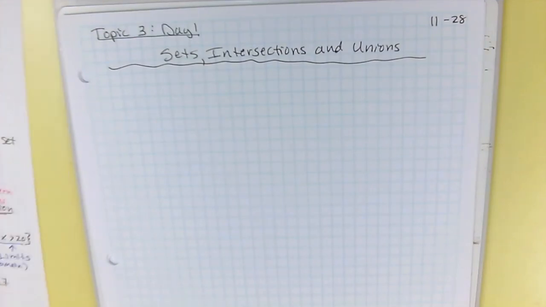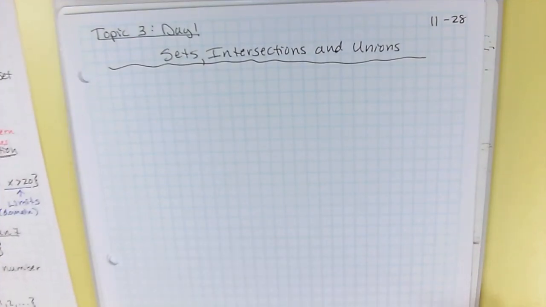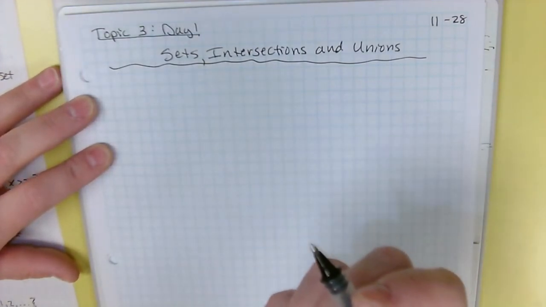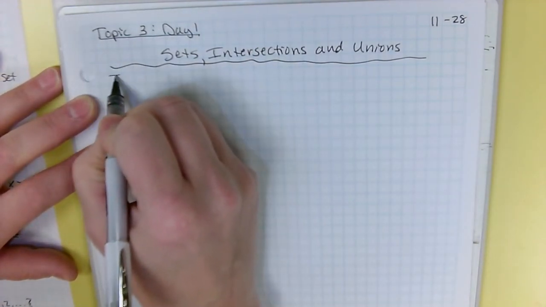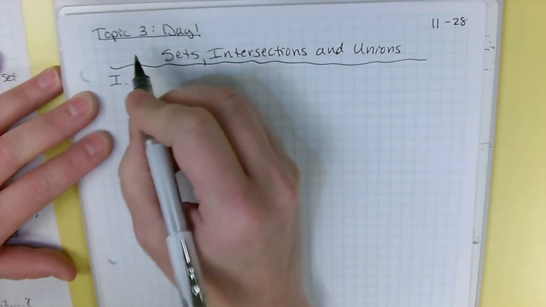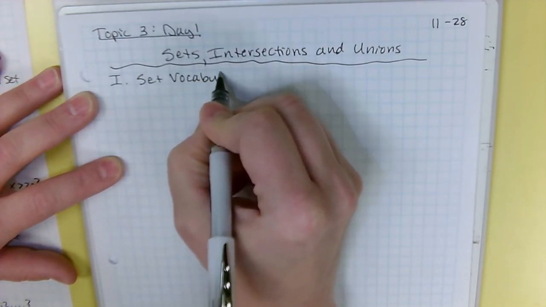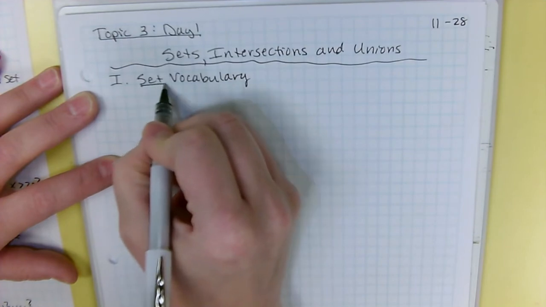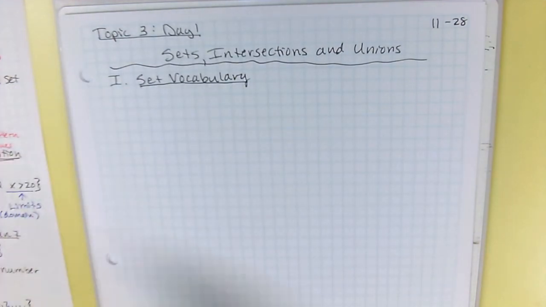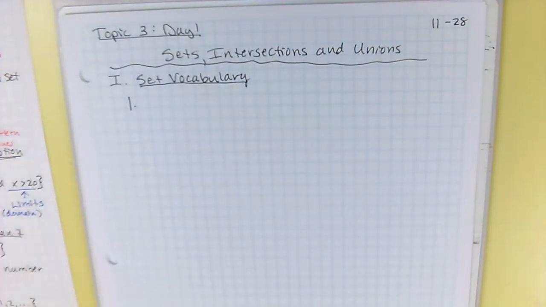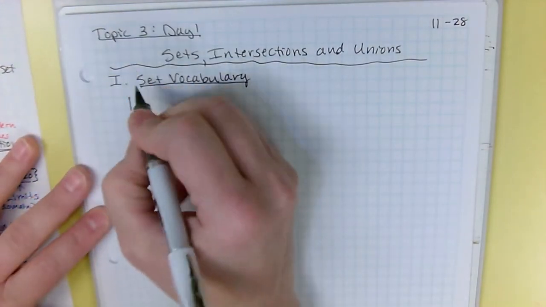Okay, so again, topic 3, day 1, sets, intersections, and unions. So we're going to start with Roman numeral 1, set vocabulary. And a lot of what we're doing today is vocabulary. Okay, so the very first word is set.